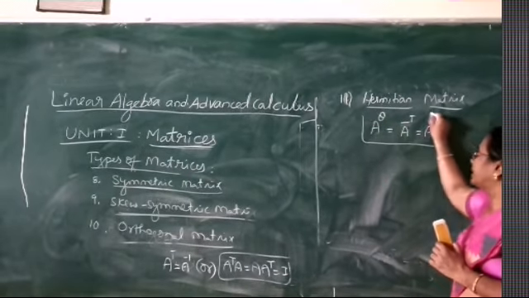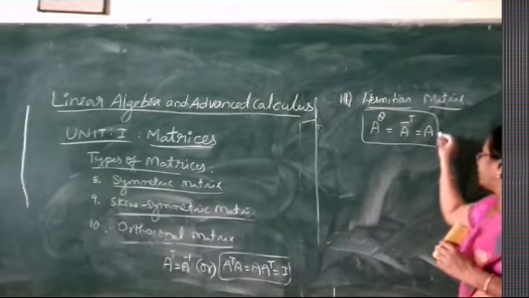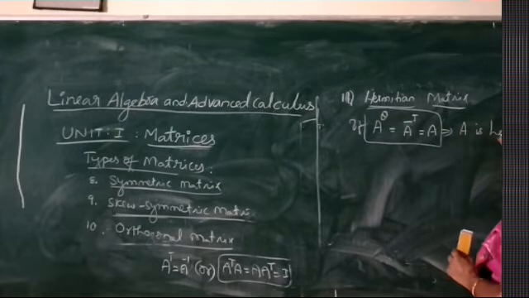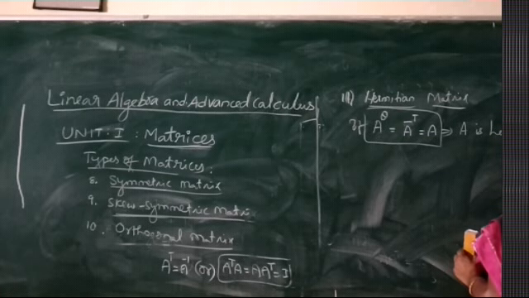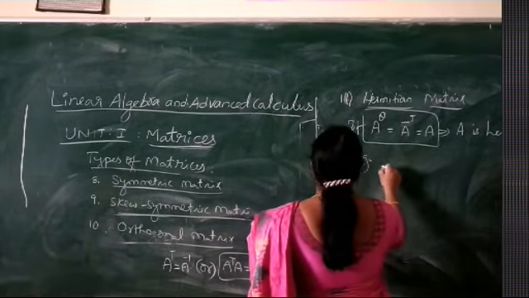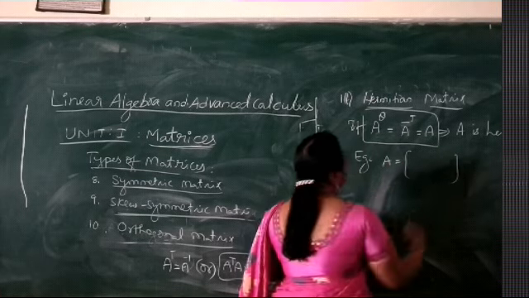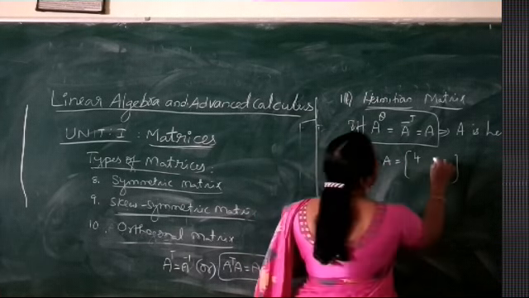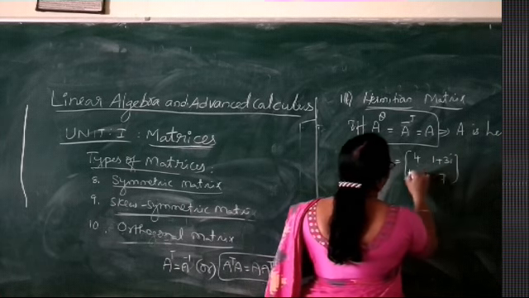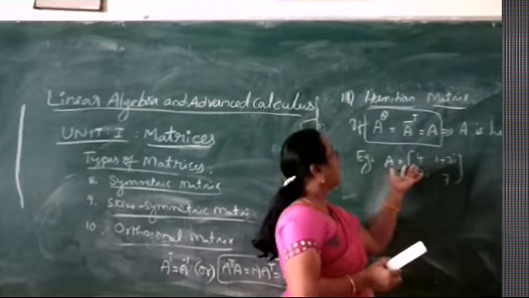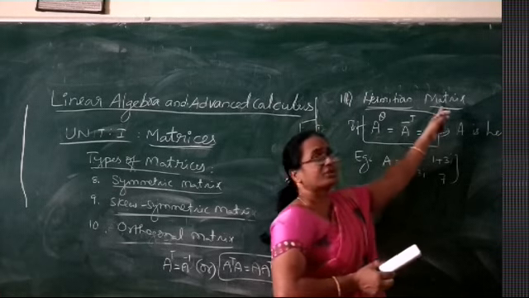If A^θ is equal to A, we say that the matrix is a Hermitian matrix. Let us look at an example. Suppose we have the matrix A. Let us choose along the diagonal 4 and 7, and the remaining two elements 1 plus 3i and 1 minus 3i. Let us verify whether the matrix shown here is Hermitian or not.